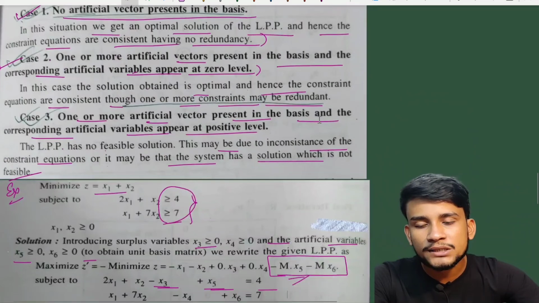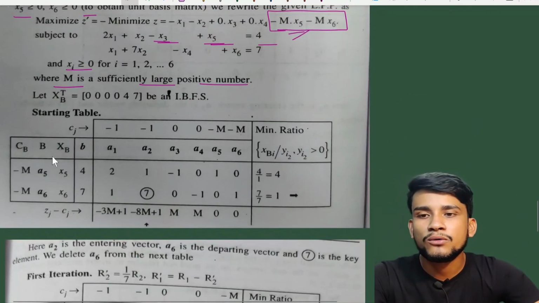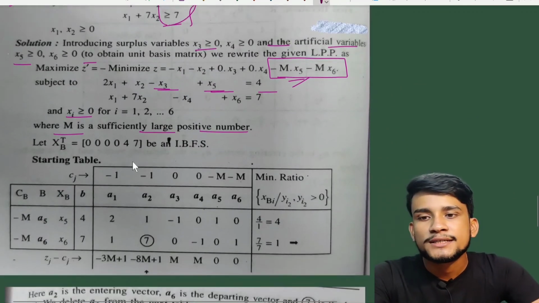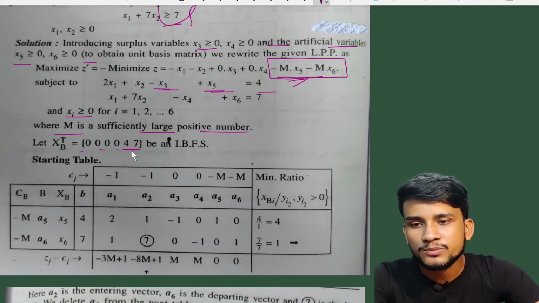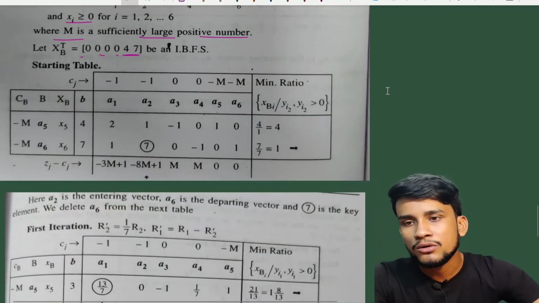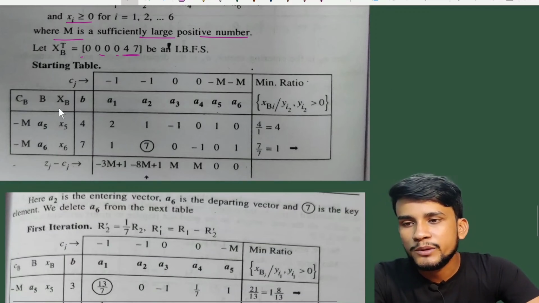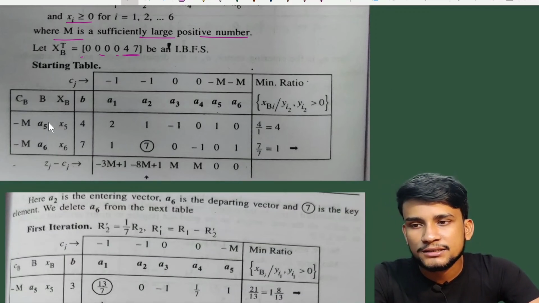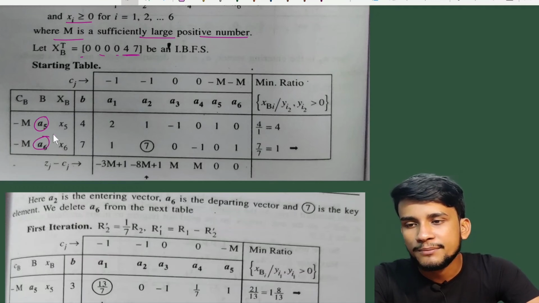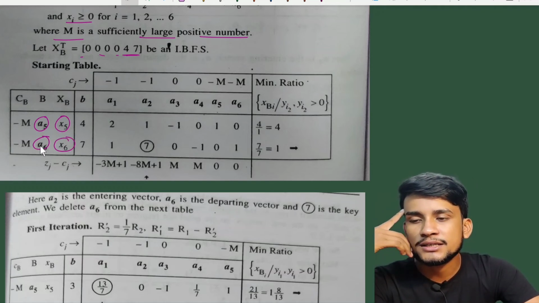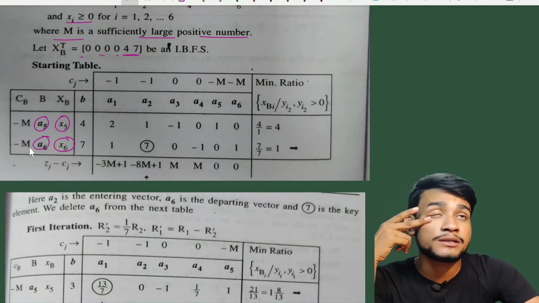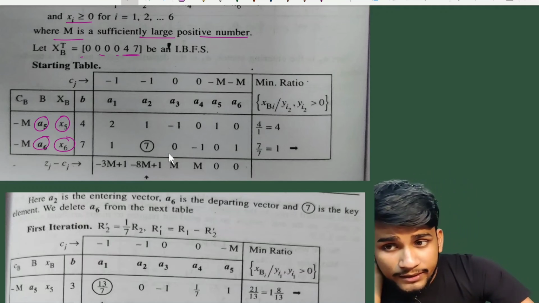Okay, let's just go through it now. Since x5 and x6 are from the basis, we take the initial basic feasible solution as 0, 0, 0, 0 and 4 and 7, corresponding to x5 and x6. So now we write the table. CB, B, XB: a5 and a6 are in the basis, and x5 and x6 are the variables corresponding to the basic vectors. These are the present values here, and M and minus M are the costs of the variables x5 and x6.